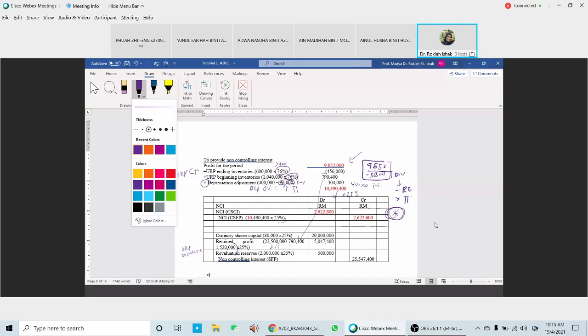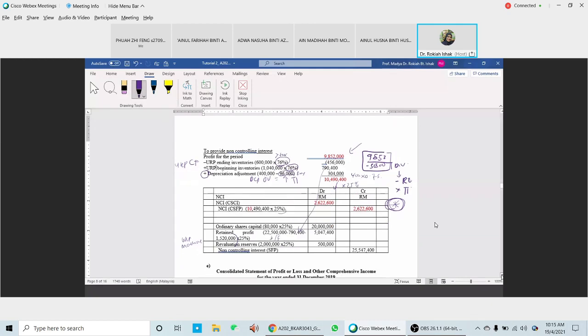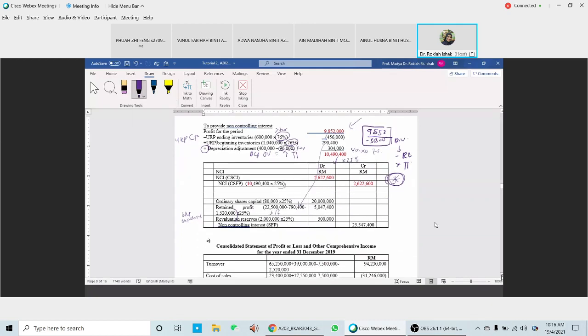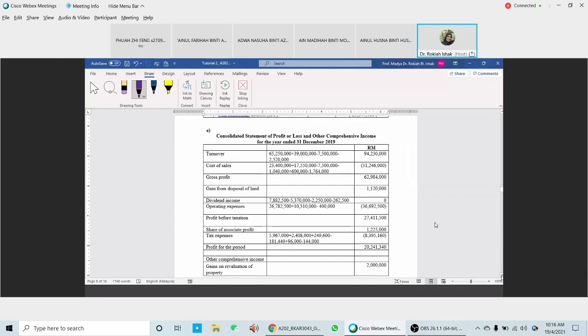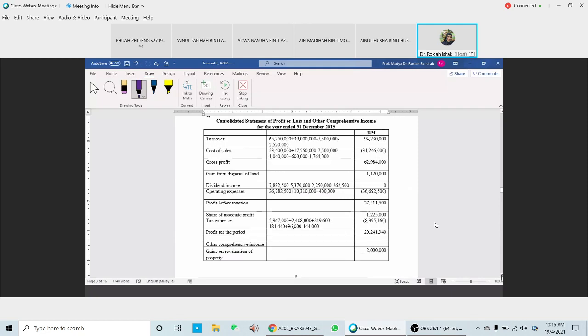Okay, and then the next one is your statements of comprehensive income. So the turnover. You need to refer back to the items that we have here. I just give you the figure. The adjustments here, plus or minus, are from the journal entry. You need to refer back to the journal entry for the plus or minus. So you have here for the turnover 94, COS 31, gross profit, and then gain on disposal of land, dividend income becomes zero after the adjustments there.